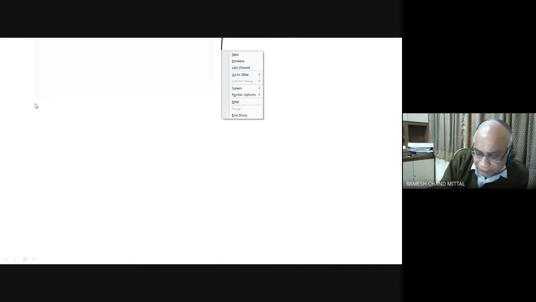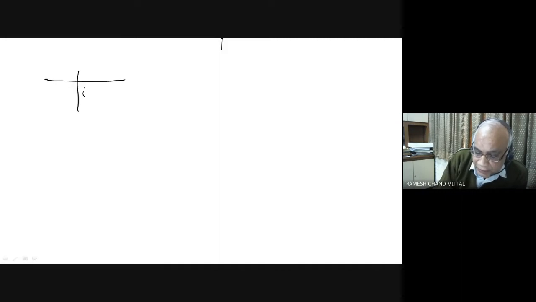So when I do so, just see that if this is my ij point, then I will have this point as i plus 1, this as i minus 1, this as j plus 1, this as j minus 1.